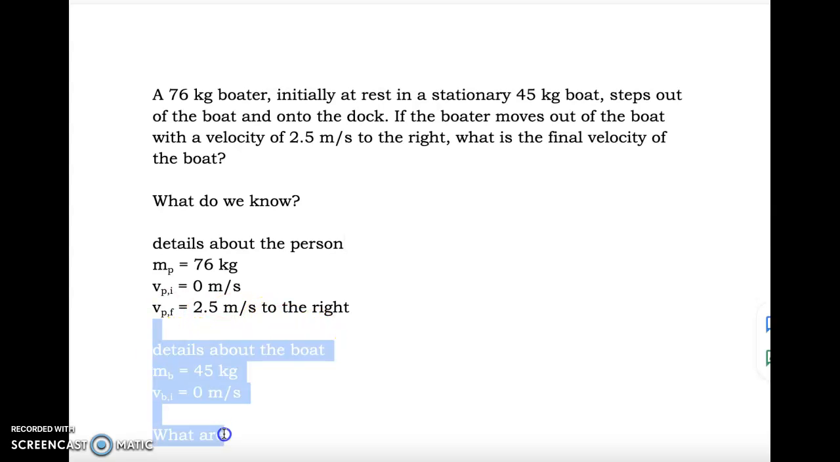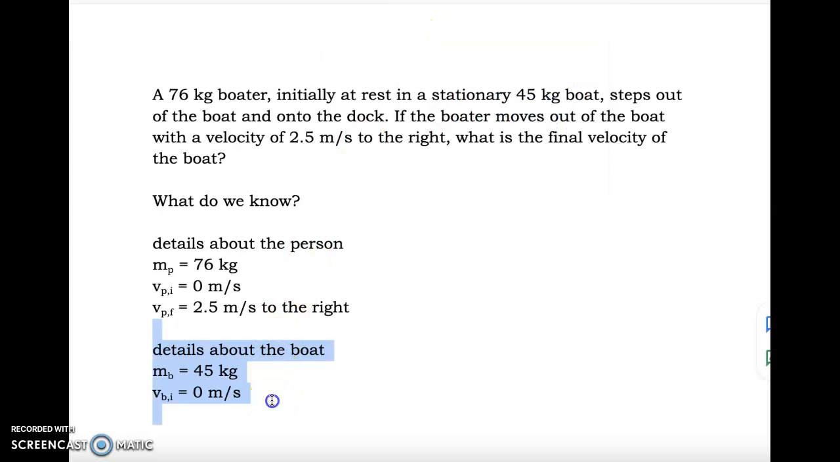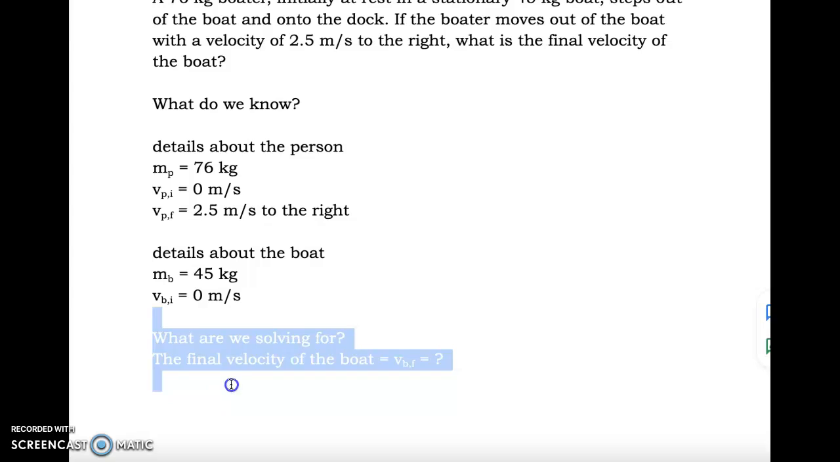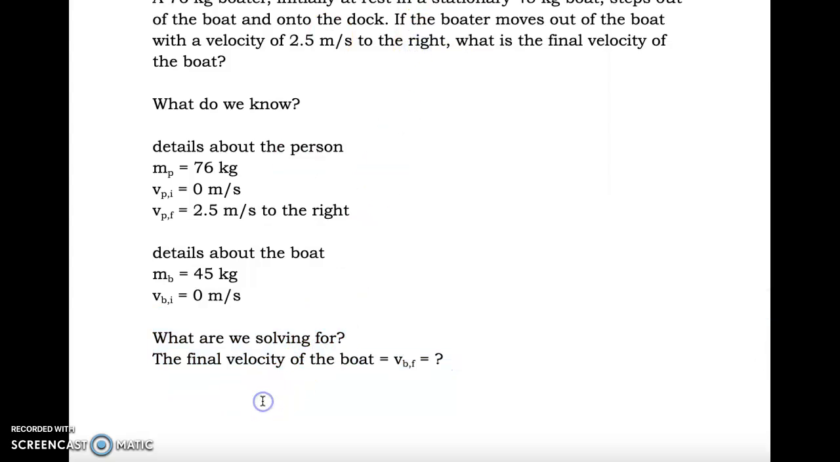What do we know about the boat? Well, we know that Andrew drew it quite well, and we know that its mass is 45 kilograms, and its initial velocity is 0 meters per second. Now, we are solving for the final velocity of the boat, and we're going to draw that as v sub bf. Okay, so velocity of the boat, final. That's what we're trying to solve for.